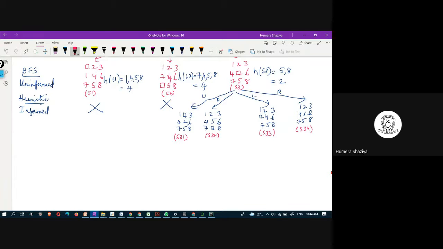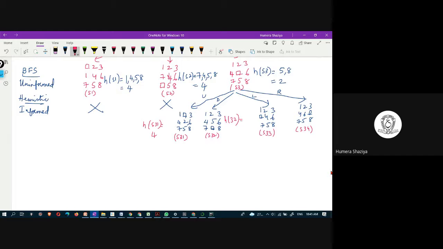What is H of S31? How many tiles are misplaced? Just tell me the number. 4, 2, 5, 8. Okay, you told me 4, 2, 5, 8. Totally 4. Heuristic value is 4.